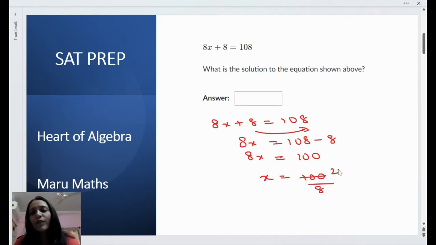Now we know 4 would go into 100 25 times. 4 would go into 8 2 times. So your answer would be 25/2.